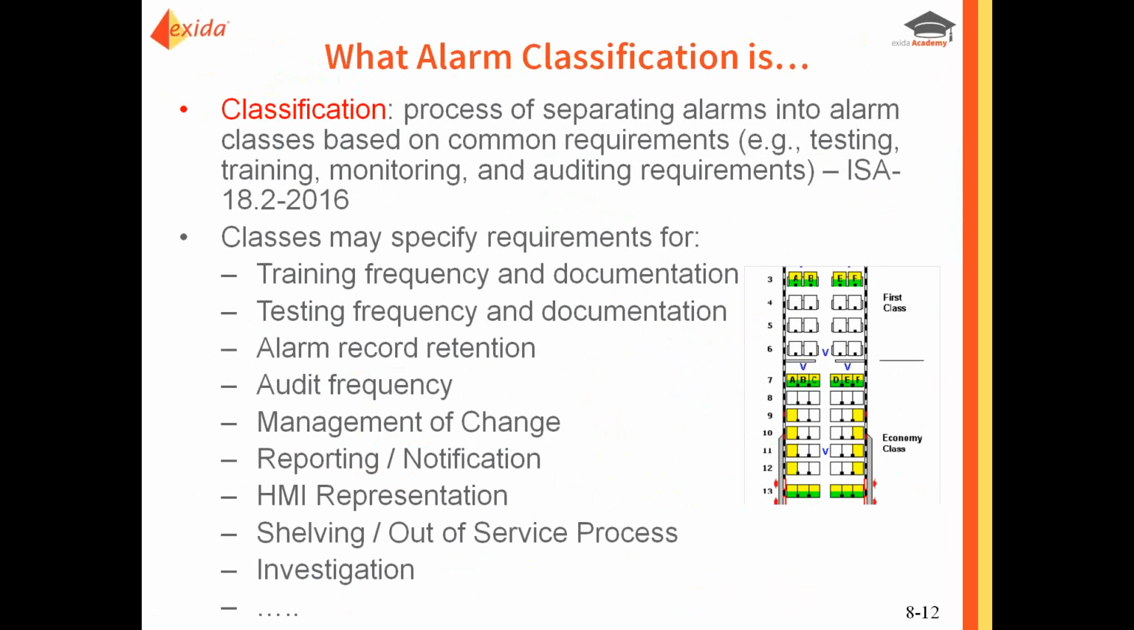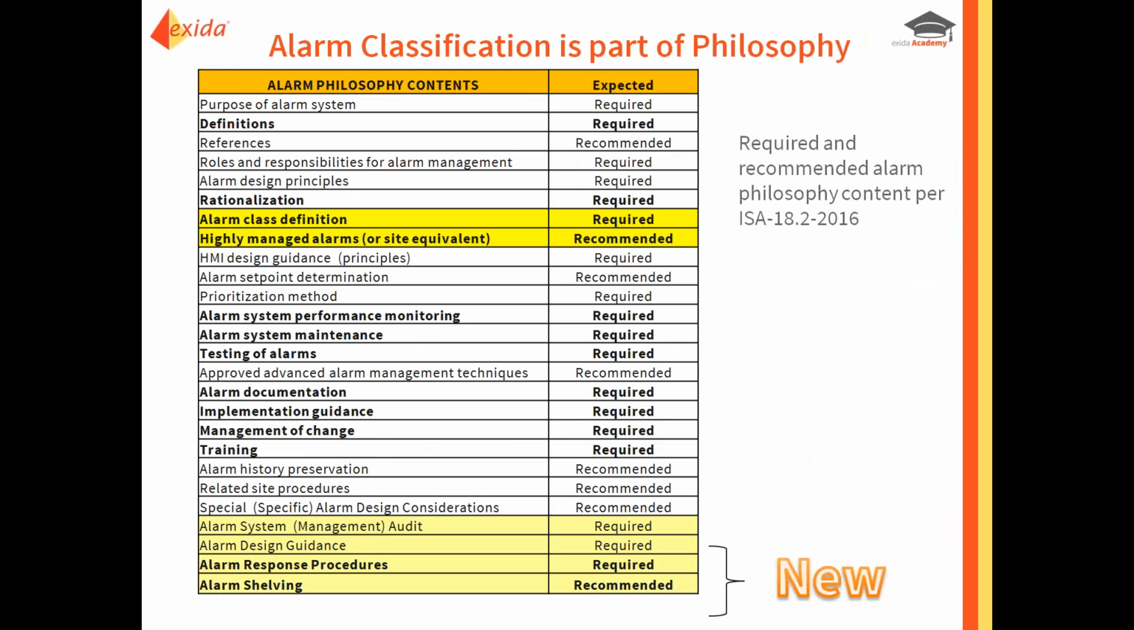average process alarm. Reporting and notification, different people getting notice of alarms occurring, for example, maybe somebody from an environmental agency or reporting from a reporting point of view, who needs to know when this alarm goes off, as well as HMI representation and suppression, whether it's shelving or out of service. Now, the ISA standard also defines what should go into an alarm philosophy document.